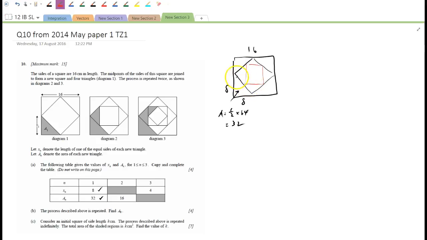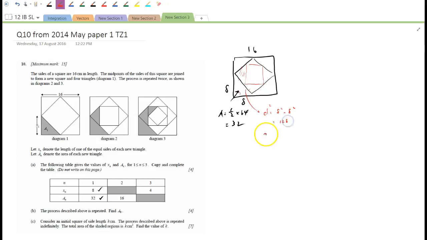So now this has been split in two, and I need to know what each of these lengths are, because it's this little triangle now that I want the area of, and I want the side length here. So this is my x2, and my a2 is 16, but we can get to that. I need to know what this is firstly. Now I can use Pythagoras to get this length here. So this length here is equal to, I'll call it d. D squared is equal to 8 squared plus 8 squared.